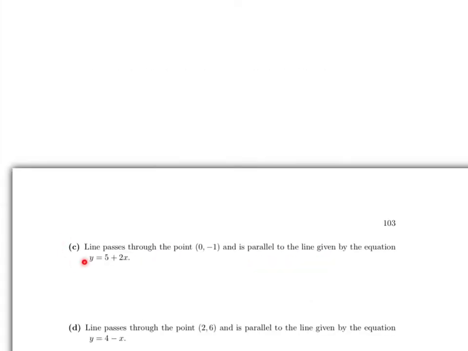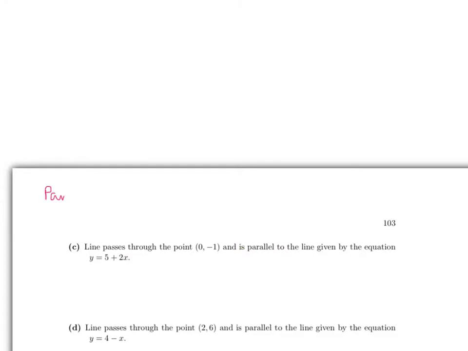Now let's go ahead and look at example C. This line passes through the point 0, -1 and is parallel to the line given by the equation y equals 5 plus 2x. Before jumping into this example, let's take a moment and talk about what the word parallel means.